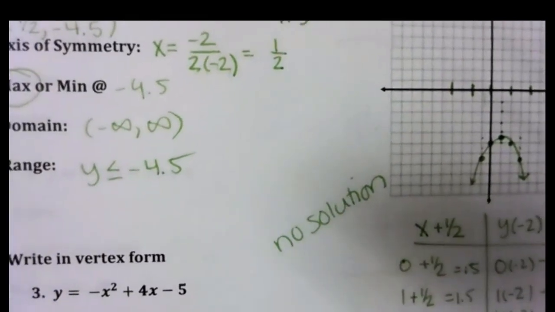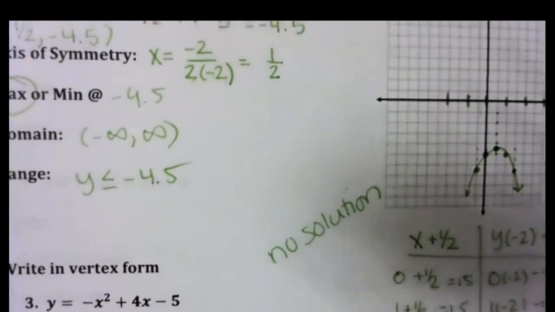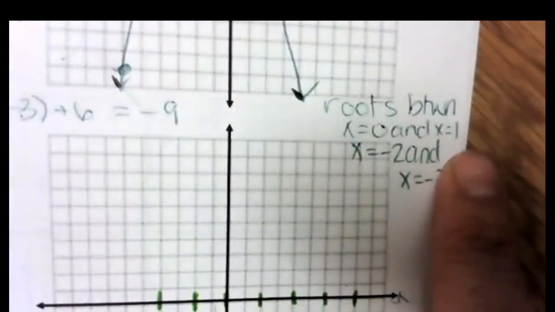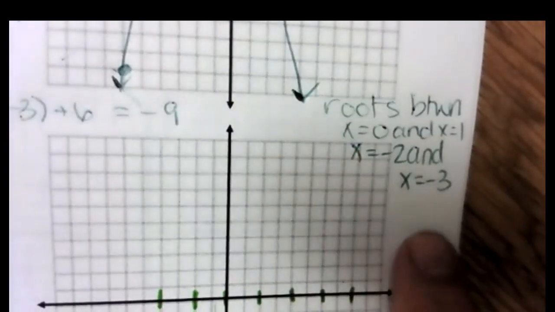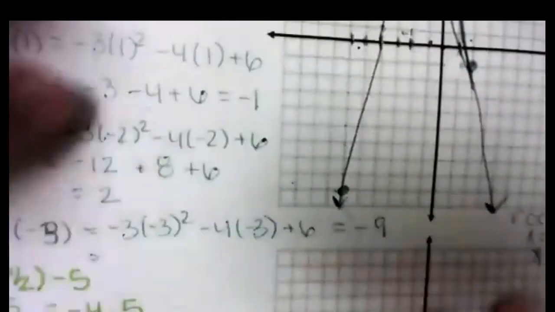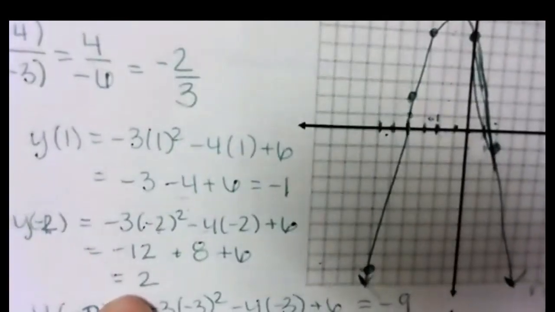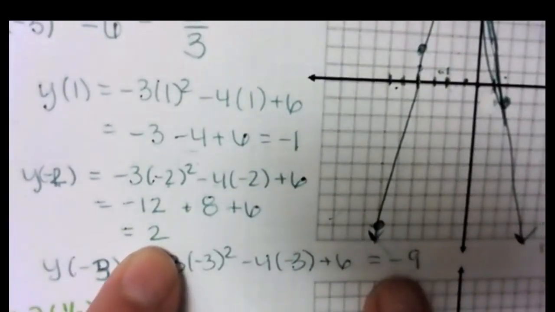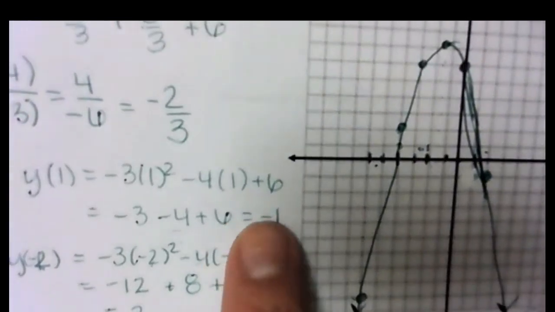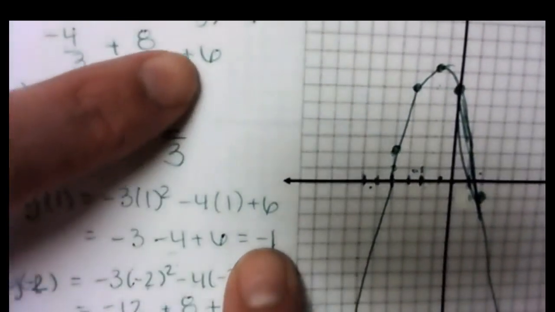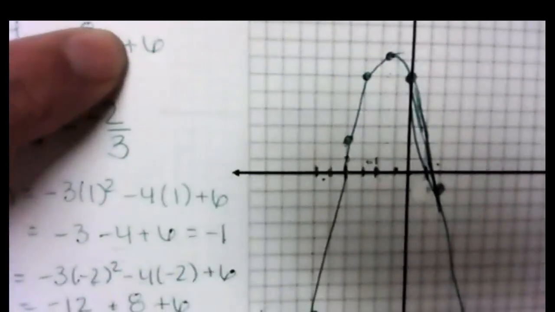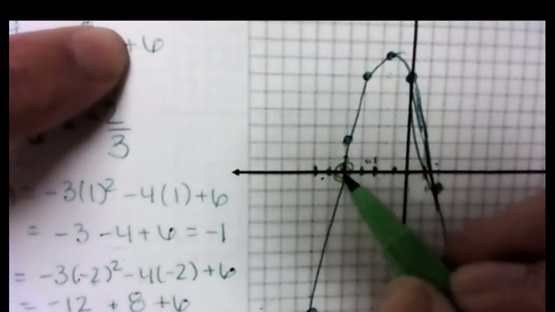They're between. So like we wrote roots between 0 and 1, as well as between negative 2 and negative 3. Because when we did our numbers over here, we saw like the 2 and the negative 9. So that meant that there was a root between them. And then over here, you had the negative 1 and the positive 6. So that meant that there was a root between them as well. And you could kind of see that from your graph here also.